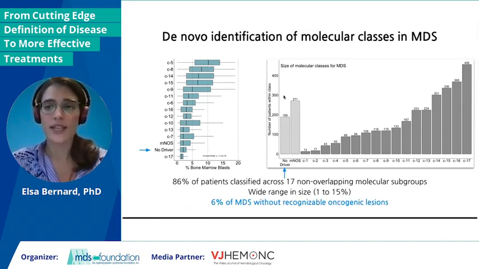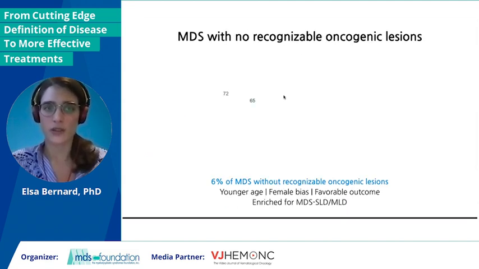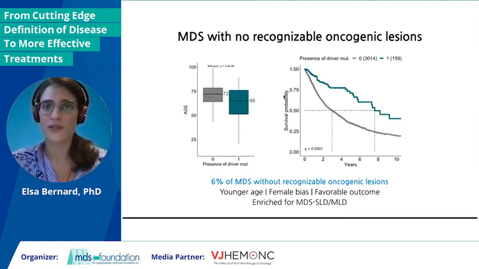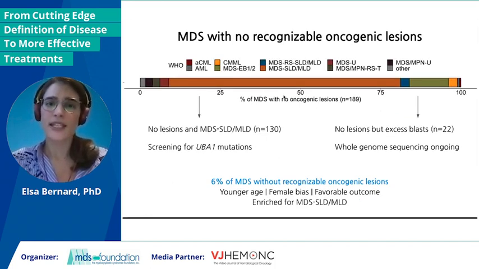And one of the entities associated with a lower level of blasts is the group of patients without a recognizable oncogenic lesion. Indeed, 6% of MDS patients under panel sequencing do not have a driver mutation or cytogenetic lesion. And this group of patients is interesting in itself. They present with younger age, a female bias, and a favorable outcome with a median overall survival of 8 years or so. And they are enriched for MDS-SLD, MLD, but a subset of those patients also present with excess blasts.